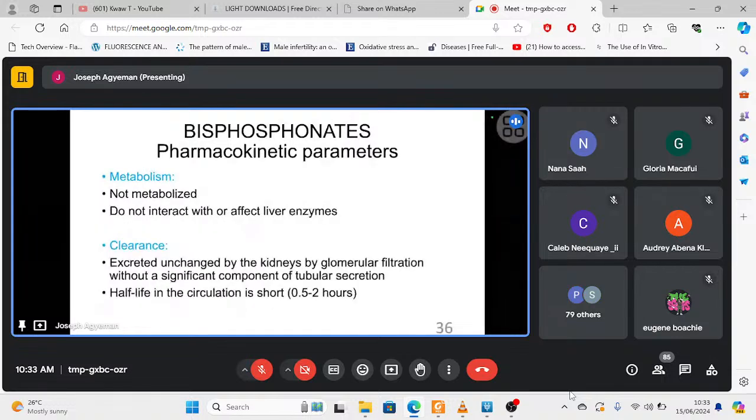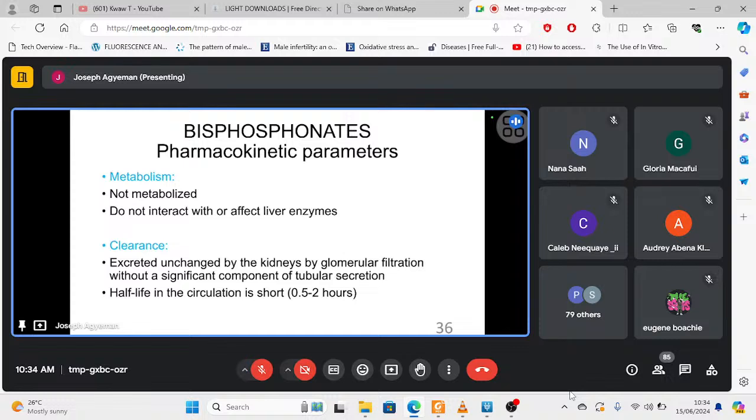They are not metabolized, and therefore you expect them to be excreted just as they go in. So it's the same parent drug that will come out, because they are not metabolized. Neither do they interact with any enzyme. They don't activate enzymes, they don't inhibit enzymes. They themselves are also not metabolized. And therefore, during excretion, expect to see the parent drug coming out. So they don't have metabolites.